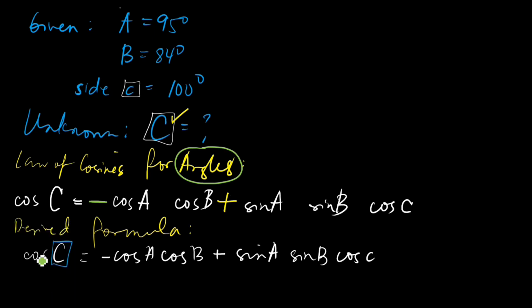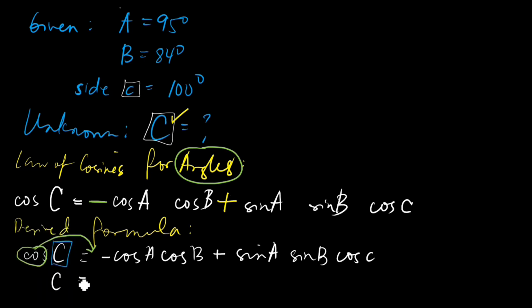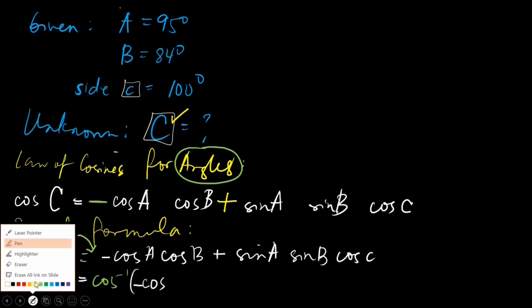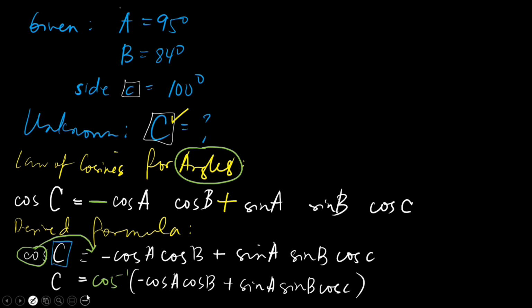Okay? So you just move the cosine to the right side. So we have big C equals, moving cosine to the right side, it will become our inverse cosine. Okay? Then you copy the right side, negative cosine of big A, cosine of big B, plus sine of big A, sine of big B, cosine of small c. That's it. So this is already the derived formula.